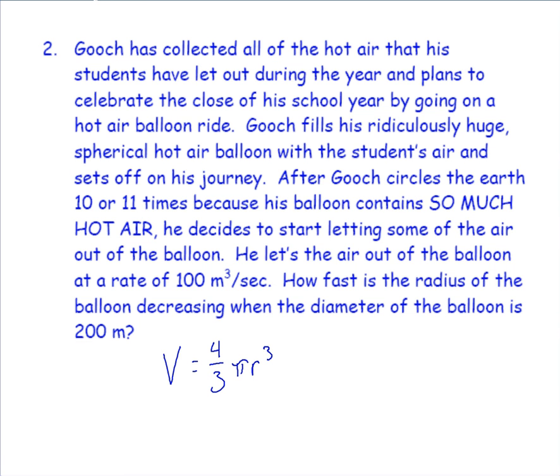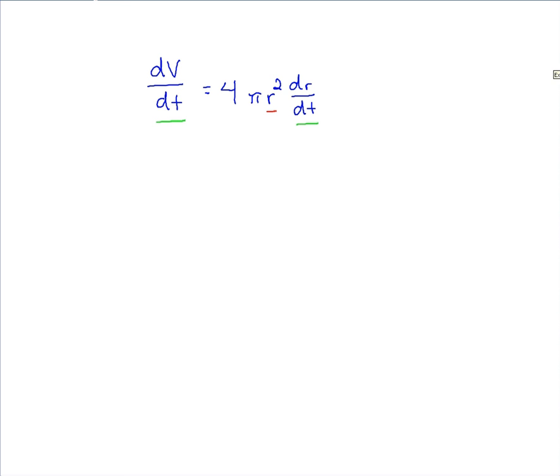The numbers that are given on this one. We do have a rate of 100 cubic meters per second. Now I'm letting the air out of the balloon at that rate. Is that going to be pertaining to the volume of the balloon or to the radius? Okay, it's going to go with the volume. And since we're letting it out, it's actually decreasing, right? So we'll let dV/dt be a negative 100. That's going to equal 4 times pi.